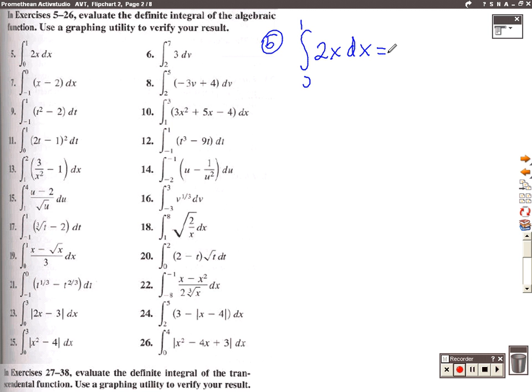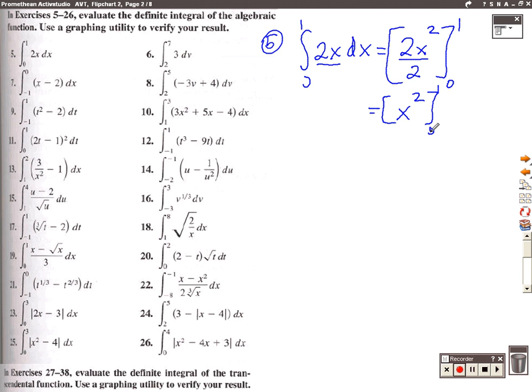So step 1, find the antiderivative of the function. So the antiderivative of 2x would be 2x squared over 2. Now notice what I do here. I've now put it in brackets, and I'm going to evaluate it from 0 to 1. So follow the pattern of how I write my answers and how I do my work. Simplifying that, of course, would just give me x squared evaluated from 0 to 1.